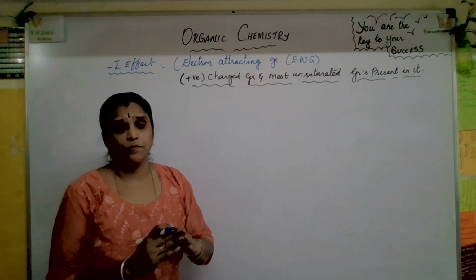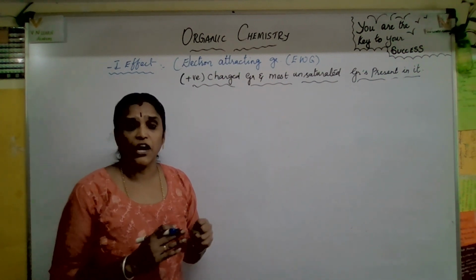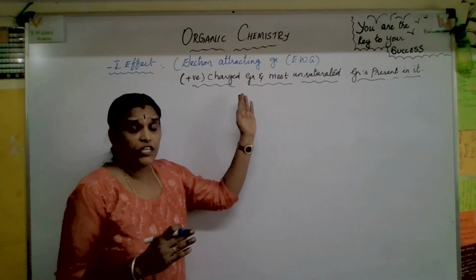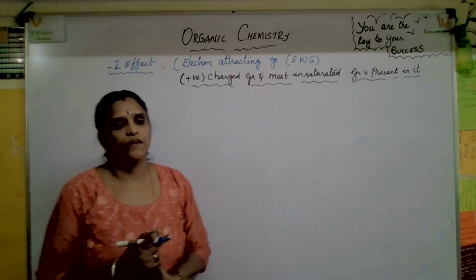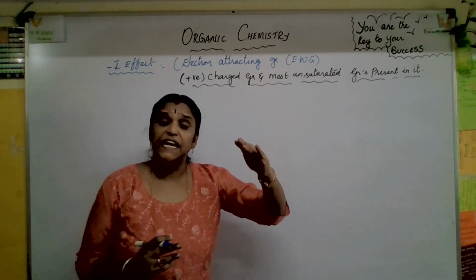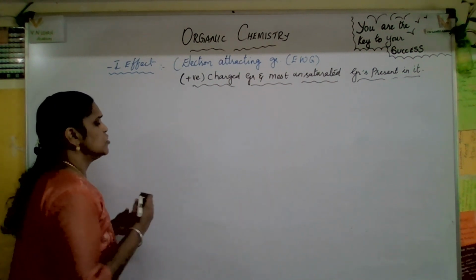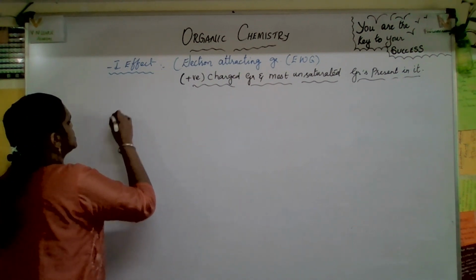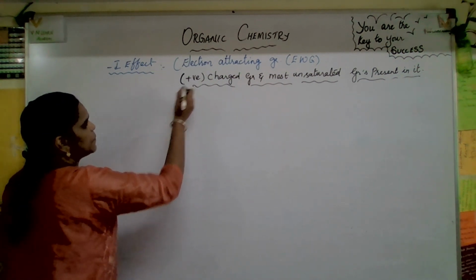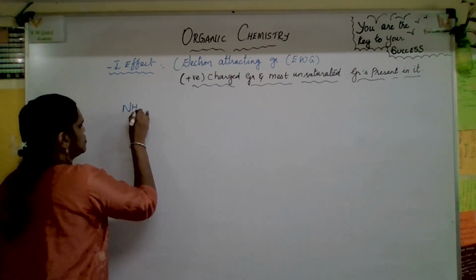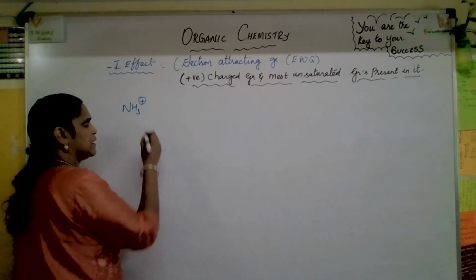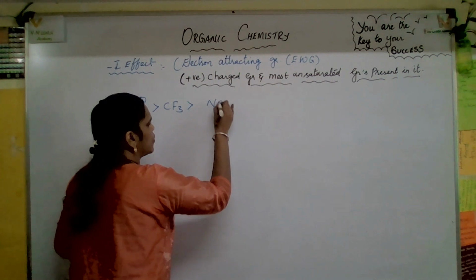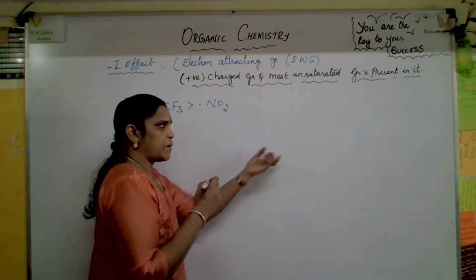Here, minus I effect means electron attracting or electron withdrawing group. Now where do you identify that minus I effect? Here, positively charged and mostly unsaturated groups will be present. Now we are going to see the decreasing order of minus I effect. Decreasing order means the most electronegative group first. Which is the most electronegative? We mentioned positive charge, so NH3 plus is greater than CF3, which is greater than the nitro group, which is attached to the carbon chain.